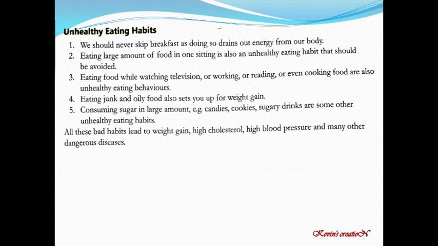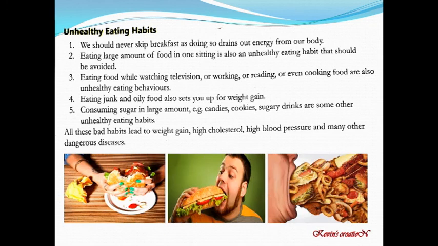These are unhealthy. All these bad habits lead to weight gain, high cholesterol, high blood pressure. And once you have got weight gain and high cholesterol and high blood pressure, then you are bound to get some other dangerous diseases also. So here in the pictures you can see how people eat junk food. So you must avoid it. Maybe once in a week you can have it, but not on a daily basis.